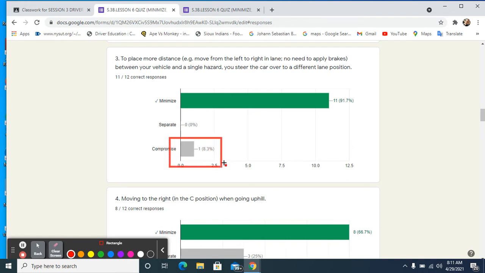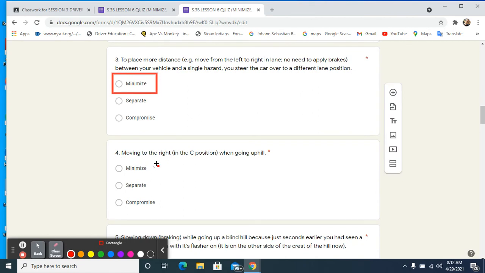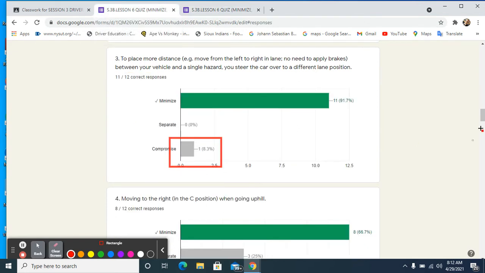Nope. Compromise is when you are using your brakes to prevent a serious accident. Compromise, guys, means that if we don't do something really dramatic, we're going to get in an accident. We're really giving up our whole right to the road. Moving to the right, in position C, when going uphill, is another example of minimize. We're not using our brakes. We're not doing anything dramatic. We're just simply putting ourselves in a safer position.